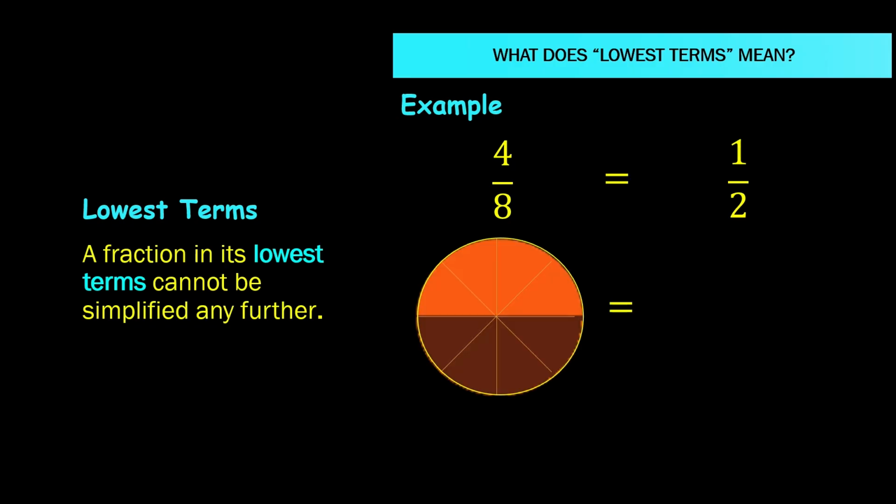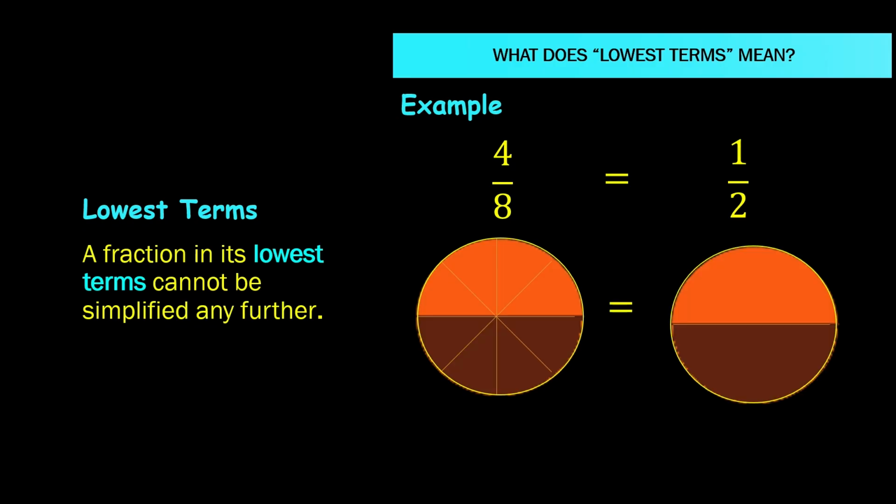Here's a picture of the fraction 4 out of 8. A pie has been cut into 8 equal pieces and 4 of them have been shaded one colour. And here's a picture of another pie split into 2 equal pieces and one of them has been shaded one colour. Notice that the sizes of these shaded regions are the same and that 4 out of 8 is actually equal to 1 out of 2.